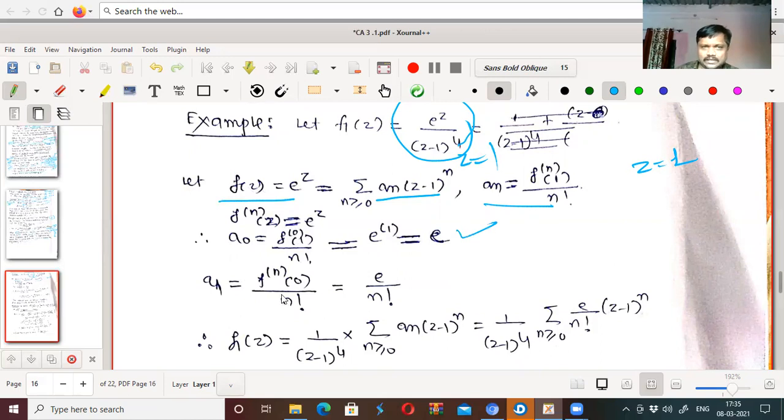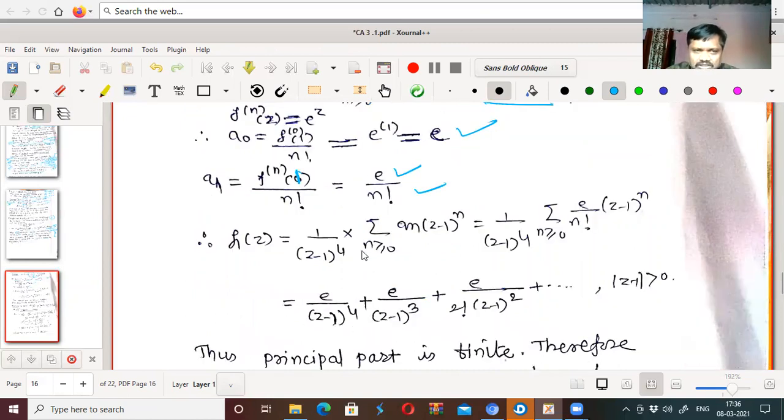What is a1? The nth derivative at z is e to the power z, so at 1 it is also again e upon n factorial. So a_n is e upon n factorial. So a0 is e, a1 is e, a2 is e upon 2 factorial, a3 is e upon 3 factorial, and so on. And therefore your f1(z) becomes 1 upon (z minus 1) to the power 4 into the summation for all n greater than or equal to 0, a_n (z minus 1)^n.